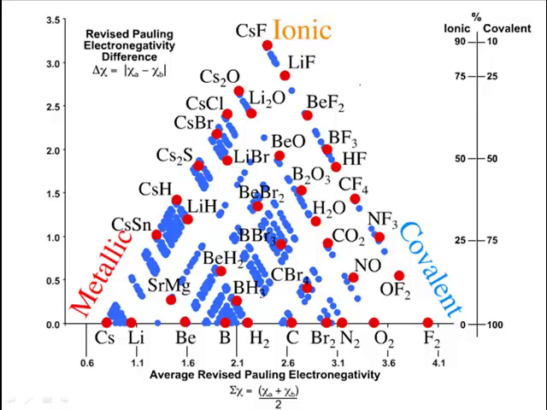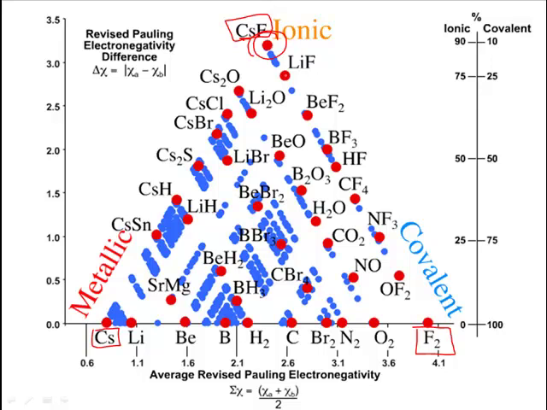This here is an actual bond triangle. It uses a couple different equations to give you a triangle with the data. It uses ionic and covalent percent character, and it also uses electronegativity differences. So you can see up here, the most ionic one is cesium fluoride. The most metallic one is cesium, and the most covalent one is fluorine, based on this data here.